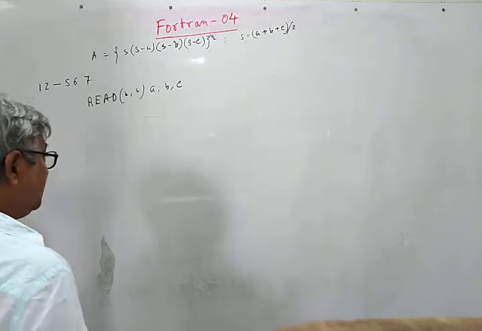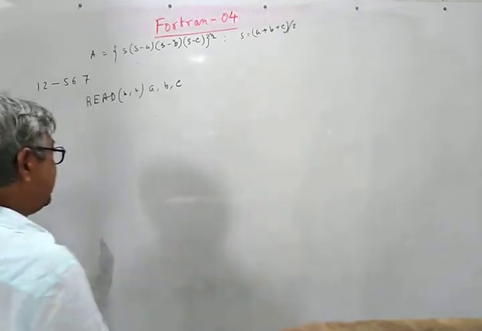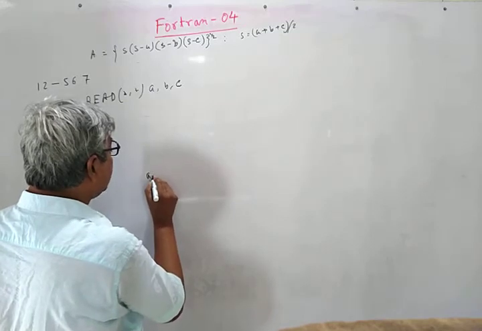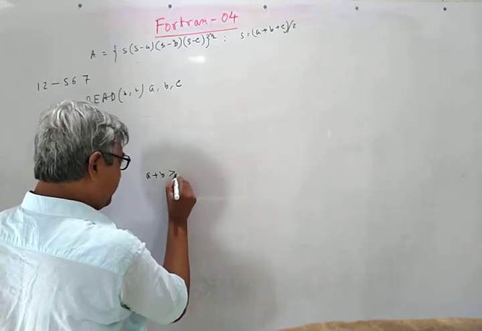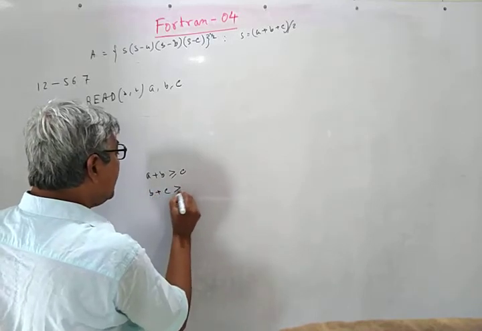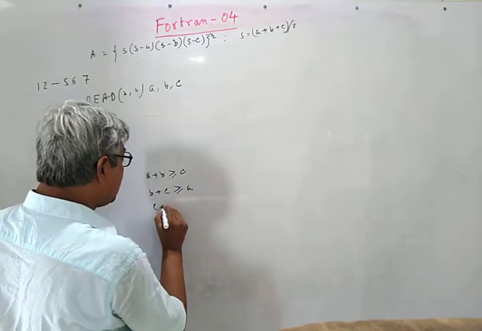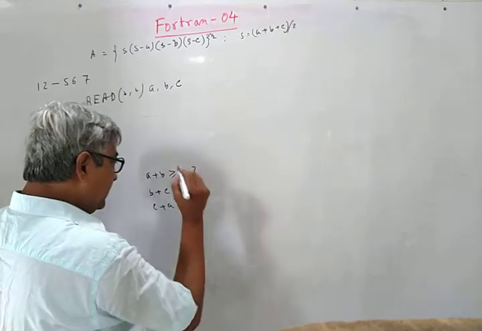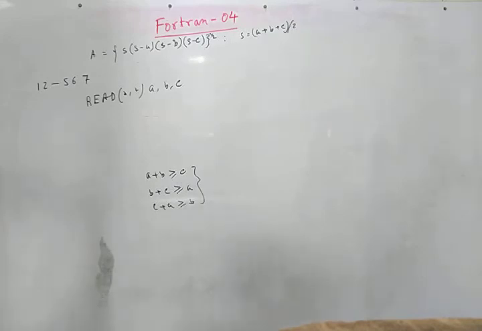That is, we first go for the triangular inequalities, which says that A plus B must be greater than C, or B plus C greater than or equal to A, and C plus A greater than or equal to B. If any one of these three conditions fails, then they will not form a triangle. So first we check this.